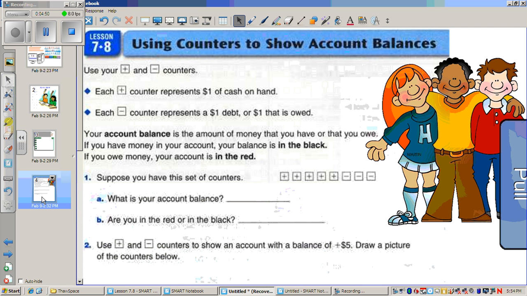Okay, so finally it says use plus and minus counters. Each plus counter represents $1 of cash on hand, and each negative counter represents $1 of debt. What I want you to do with this is just write pluses and minuses on a piece of paper. That'll be the easiest way, and that will help you.